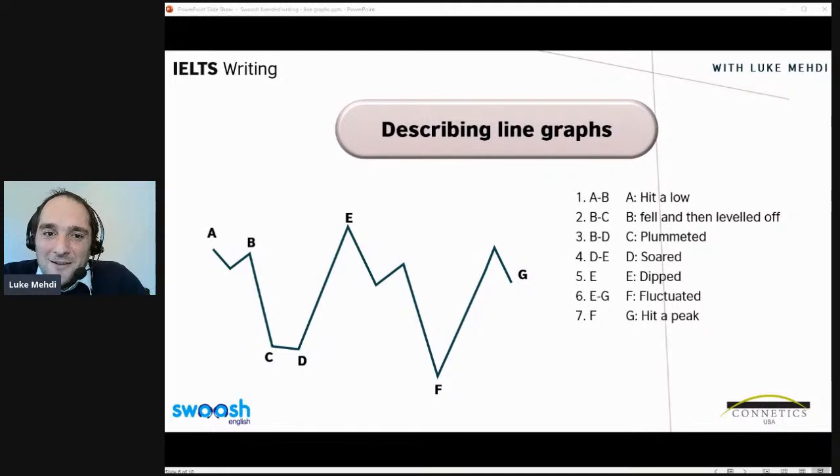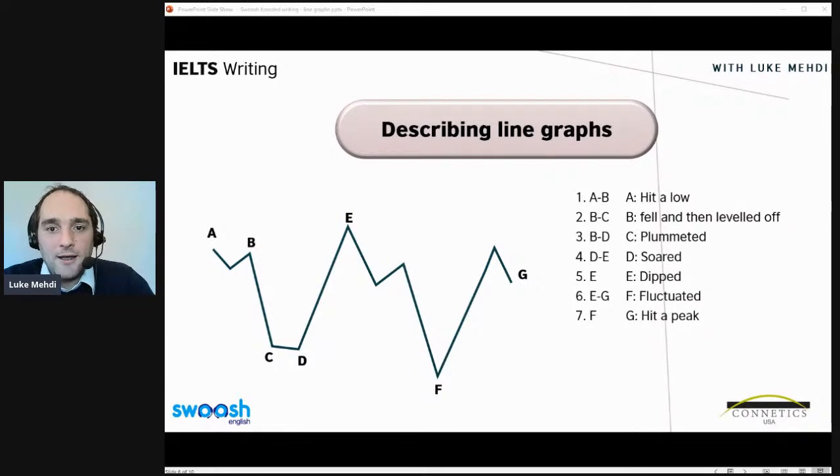Okay, so B to C, as a couple of people have got, it's plummeted. Plummet means to fall very, very sharply. Hopefully it doesn't happen, but if I'm standing on top of the waterfall and I fall off the cliff, I will plummet into the pool below. So number two, we've got plummeted.